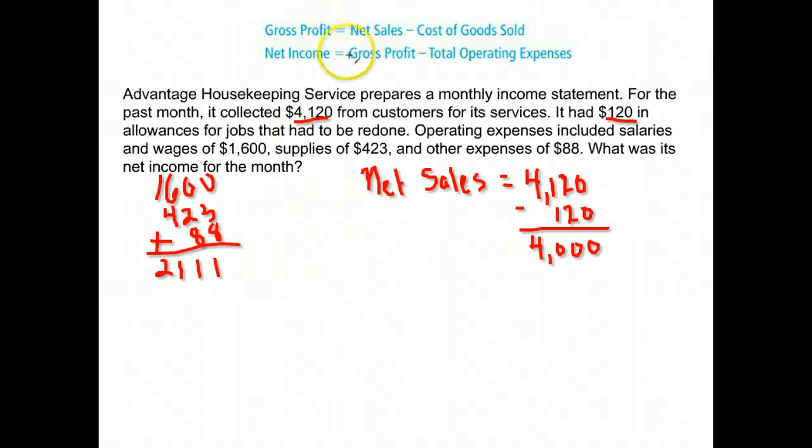So to find our net income, we're going to take our gross profit, which was $4,000. It was our net sales, but they didn't give any cost of goods because they weren't really selling a good, they were selling a service. We subtract from that our operating expenses. So we're taking 4,000 minus 2,111, and we get $1,889 would be the net income.